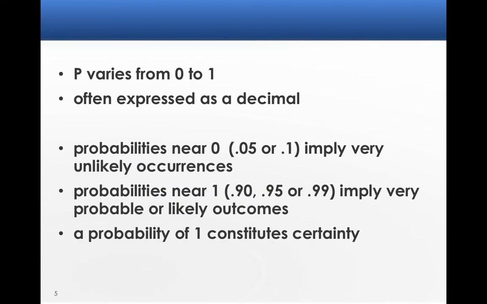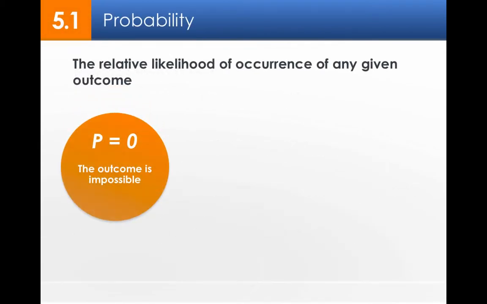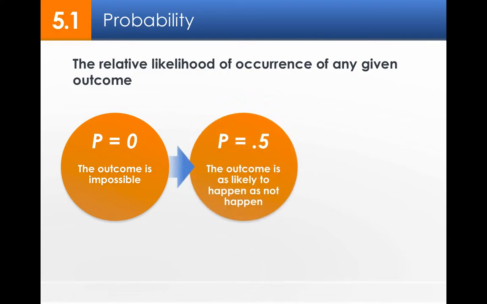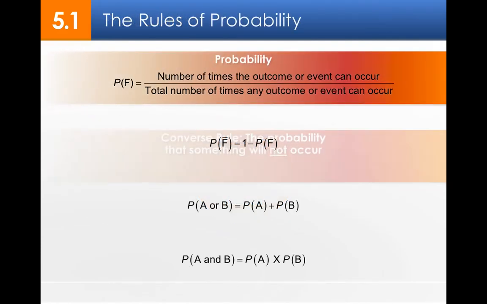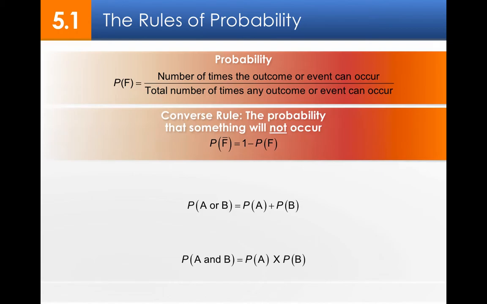So probability varies from 0 to 1 and it's expressed as a decimal. The closer you are to 0, it's very unlikely. The closer you are to 1, it's very probable or likely. 1 means it's absolutely certain. So P equals 0 means the outcome is impossible. P equals 0.5, it's just as likely to happen as not happen. And P equals 1, it's absolutely going to happen. So, probability is the number of times the event can occur over the total number of times any event can occur.